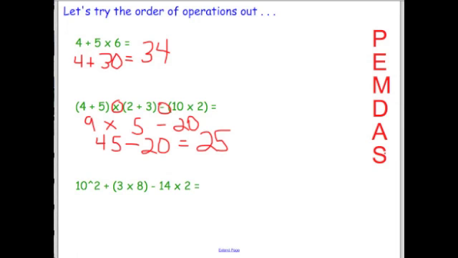Now let's look at this last one together. So we have 10 to the second power plus parentheses 3 times 8, minus 14 times 2. So we go to our please excuse my dear Aunt Sally to the right here. And we see that P comes first, and we know that P stands for parentheses. So we're going to do our parentheses first. So we have 3 times 8, which gives us 24.